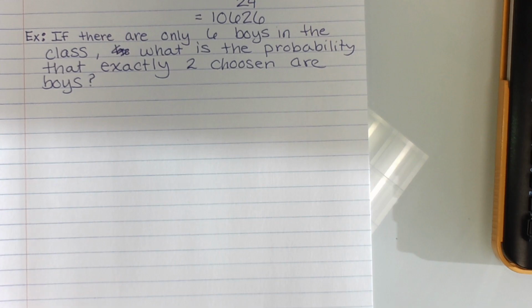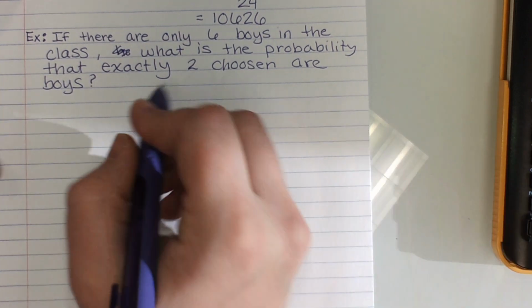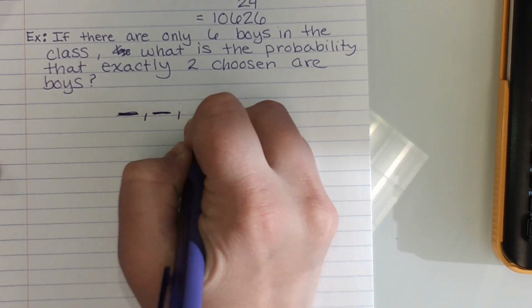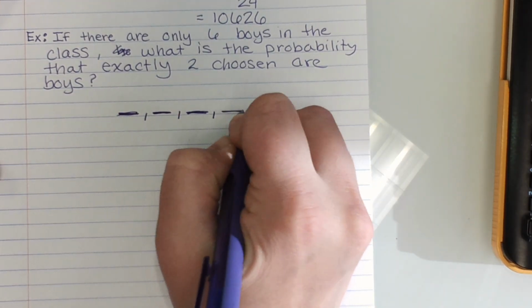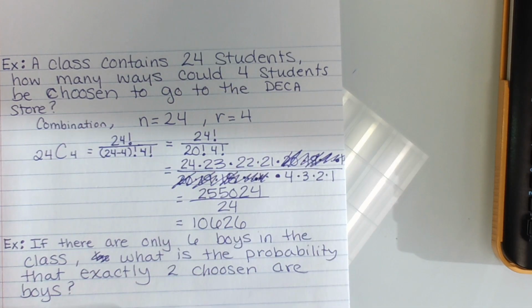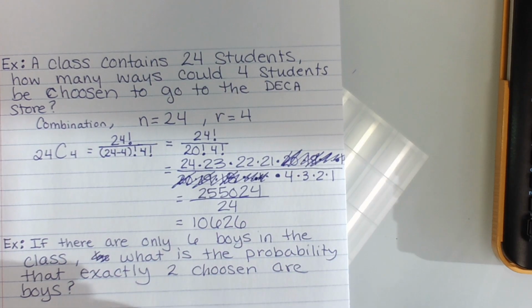Again, the way that I find easiest to work with is filling in slots. How many slots are we filling in? Not 6. Not 2. 4. We're still choosing 4. Four students are going to the next door. Because this is a follow-up to this. These two questions are related.